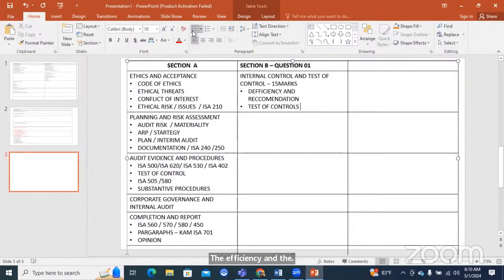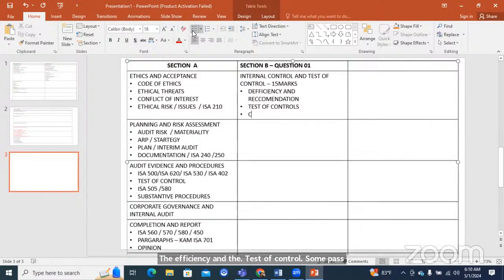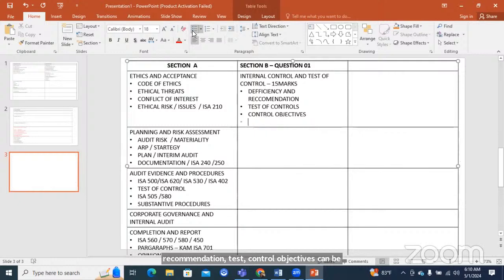In some past papers the examiner might ask all 3 together: deficiency, recommendation, test of control. Control objectives can be tested, and also control strength can be tested. All these are the areas that can be tested for this 15 marks, I am telling.